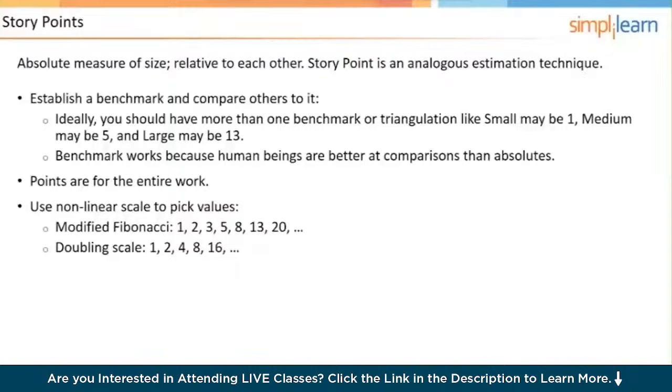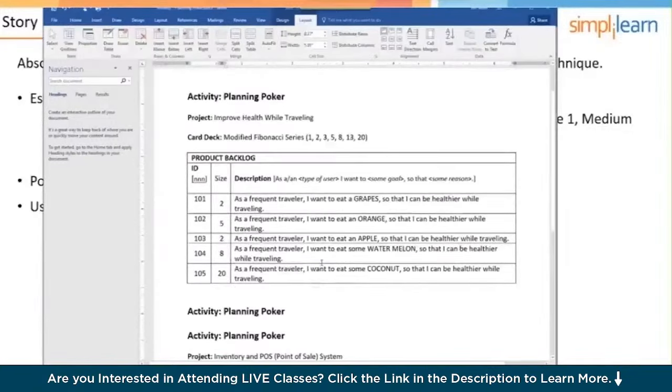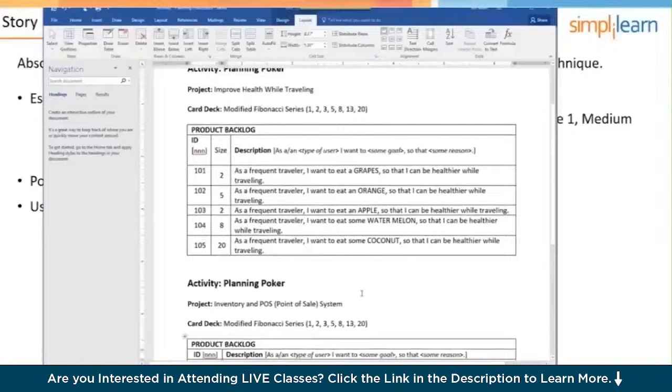You can also triangulate. For example, when we did our planning project this morning, or this morning for me, rather, at the beginning. Oh, that's not it. That is the daily stand-up. Here it is. If I had said, team, I want you to pick a small user story, a medium user story, and a large user story, and then we would then compare other stories to those three, and so we would kind of triangulate on it.